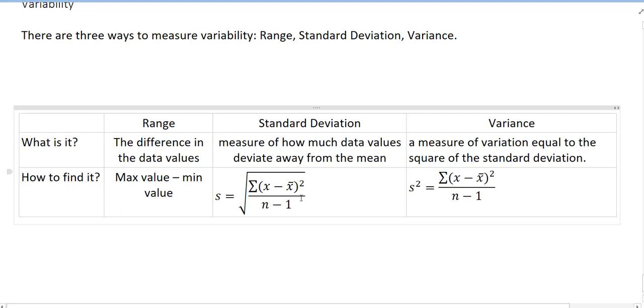So notice that the formulas are very similar, just one does not have the square root. The variance does not have the square root because it is the square of the standard deviation. So that is the variance.